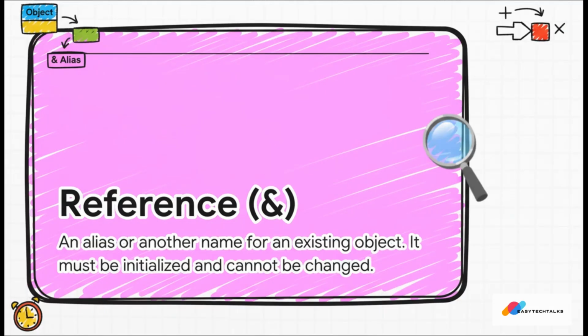A reference, which you'll see with the ampersand symbol, is basically just a nickname for an object that already exists. It's not a copy, which is awesome for performance, and it's not a pointer, so it's a bit safer and easier to work with. Once you create a reference and attach it to an object, it's locked in for life. They're super useful for passing objects into functions without having to make expensive copies.